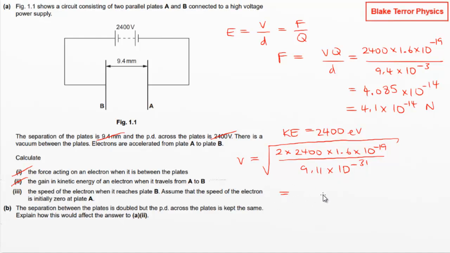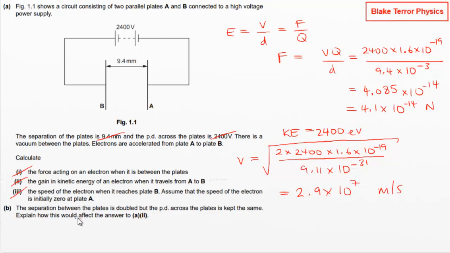Again, this one's going to take even longer. But yeah, you can see we didn't actually save very much time by putting electron volts on the last one, because we still had to work it out in joules anyway. Right, finally got there. 2.9 times 10 to the 7 meters per second.